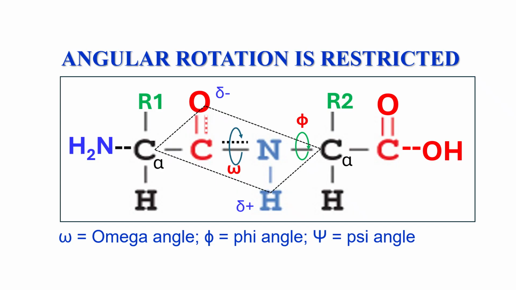Similarly, there is freedom of angular rotation around the single bond between alpha carbon atom and carbonyl carbon atom, and this angle is known as psi angle. So these three angles play a very important role in protein folding or protein structure.